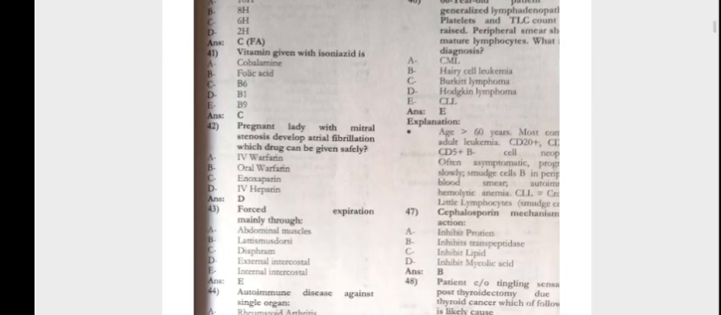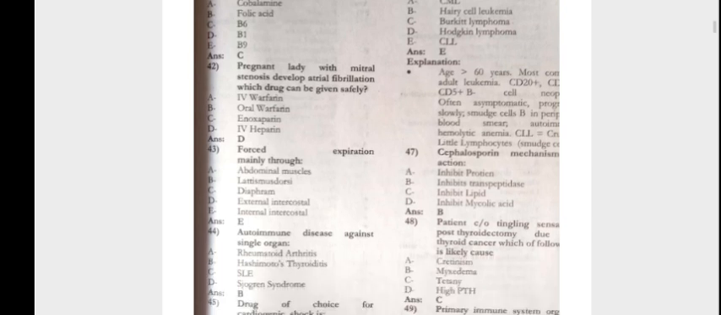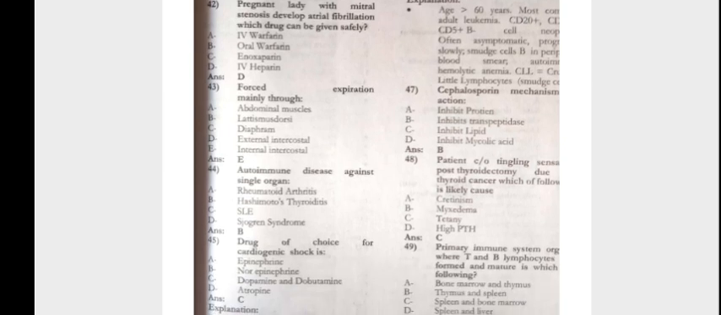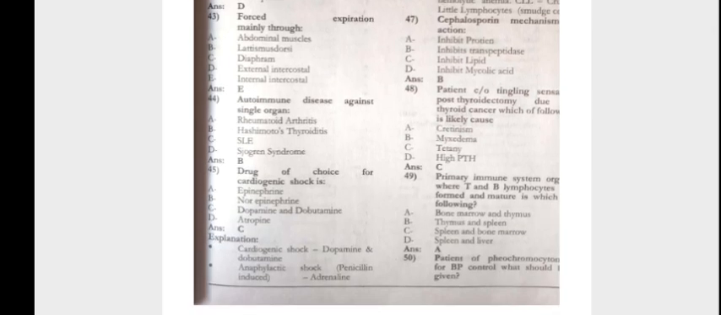Vitamin given with isoniazid is definitely B6. The pregnant lady with mitral stenosis developed atrial fibrillation, which drug can be given safely? IV heparin. Forced expiration mainly through the internal intercostals. Autoimmune disease against a single organ is Hashimoto thyroiditis.